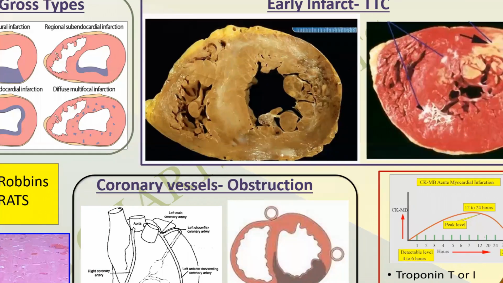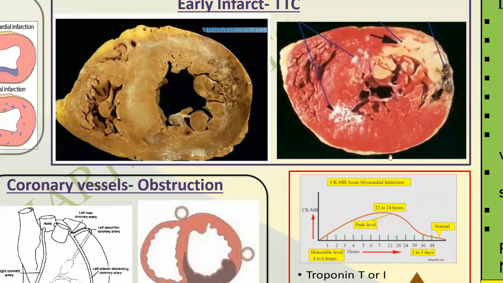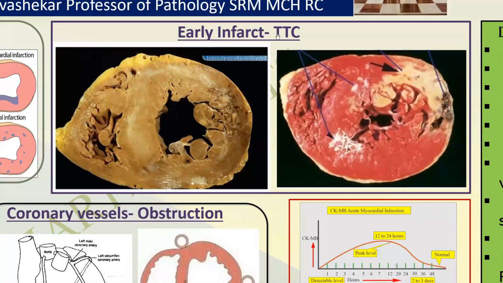Since the infarct is not very clearly visible, we apply a substance called TTC, triphenyl tetrazolium chloride. When that is applied to the cut surface of the heart, all the viable areas take up a red color, whereas the infarcted area does not take up the color. So the area of infarct can be very well made out by the application of triphenyl tetrazolium chloride. This can be one of the MCQs that I usually ask.